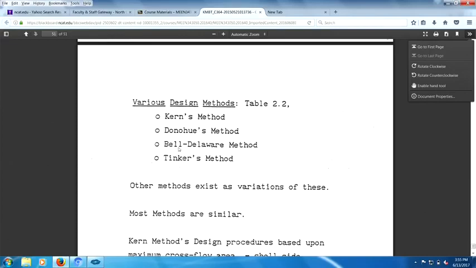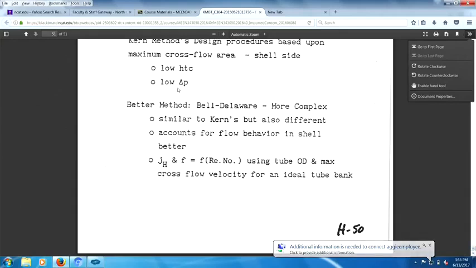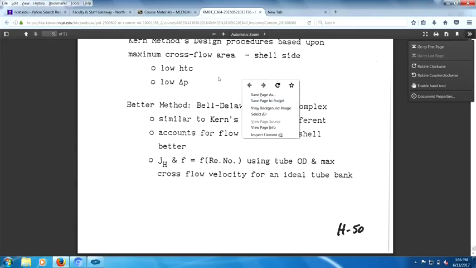And in the way of heat exchangers, there's really one method that sort of stands out, and it's the Bell-Delaware method. You got these other ones out there. So design is not one time and done. You are continuously in design mode. Kern's method, a design procedure based upon maximum flow area, shell side. Get a low heat transfer, low delta P. Similar Kern's, but difficult. Bell-Delaware and Kern's method. Remember, Kern was 1950.